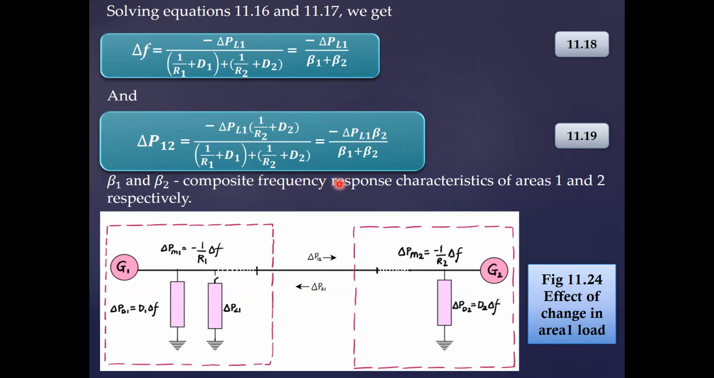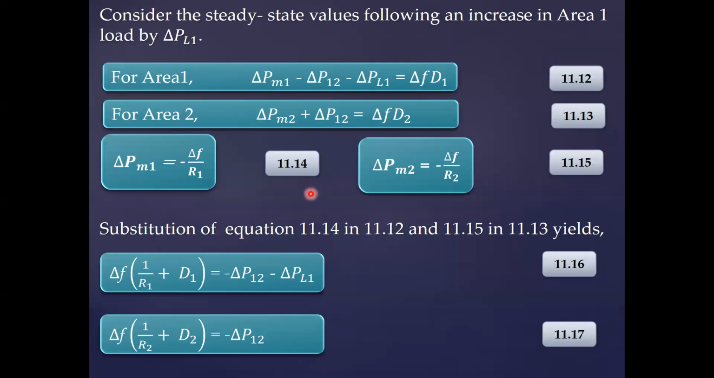So this is the composite. Could you go back to the previous line? Okay, so how did you calculate delta F using these two equations, solving them simultaneously? Which one? Delta F. For delta F, we have these two quantities, del P12, and then here we have del F.